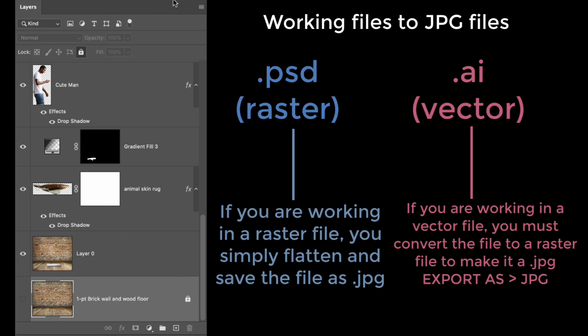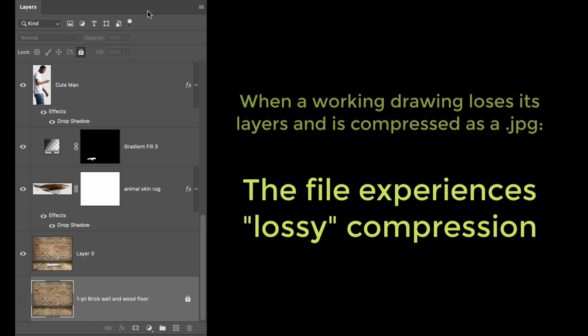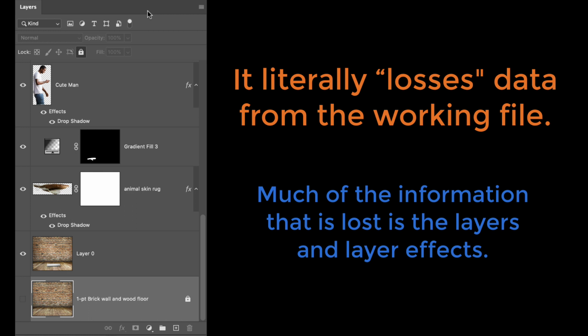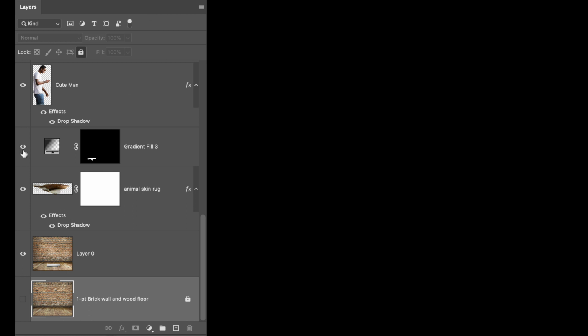When working files are saved into a JPEG format or exported to a JPEG from a working vector file, the file compresses through what is known as lossy compression. Why this matters is that most of the data stored on working files exists on the layers and the layer effects that you create. We'll look at those layers now.